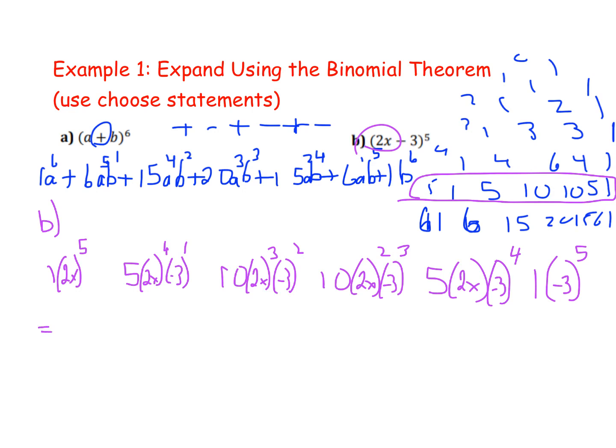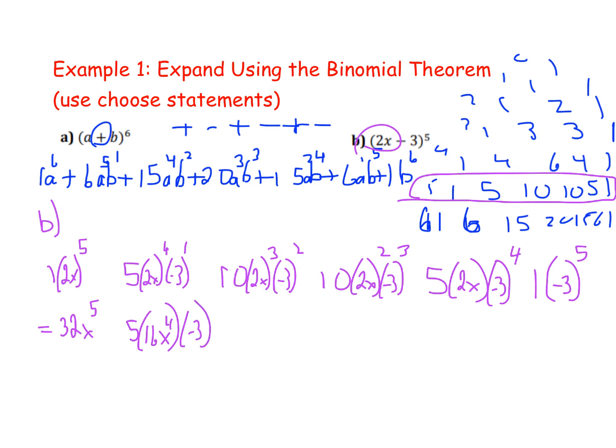The first term, we have 2x to the 5 times 1. So 2 to the 5 is 32, and x to the 5 is x to the 5, and if we times that by 1, we just get 32x^5. So in the next term for our expansion, we have 5 times 2x to the 4, so that's going to be 5 times 2 to the 4, which is 16, x to the 4, and minus 3 to the 1 is minus 3.